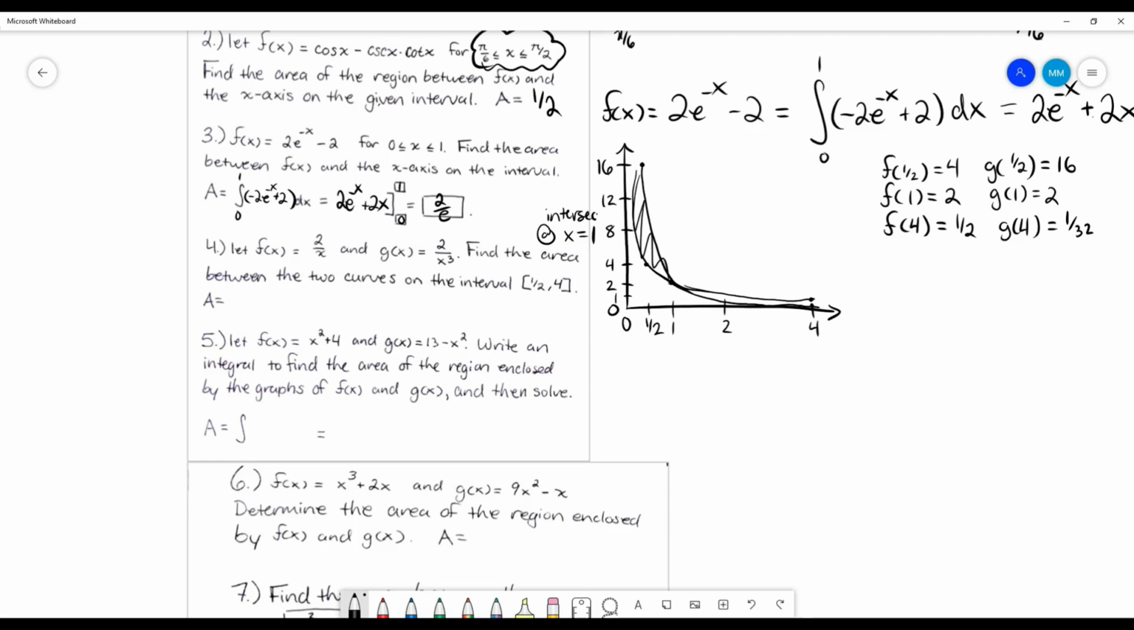So from this side, so up until this point 1 here, so from 1/2 to 1, our top function is g of x, and our bottom function is f of x. But from 1 on to the rest of the interval, our top function is f of x, and our bottom function is g of x. Sorry if this took me a really long time to kind of explain that. I probably should have color-coded that because it's still really hard to see.